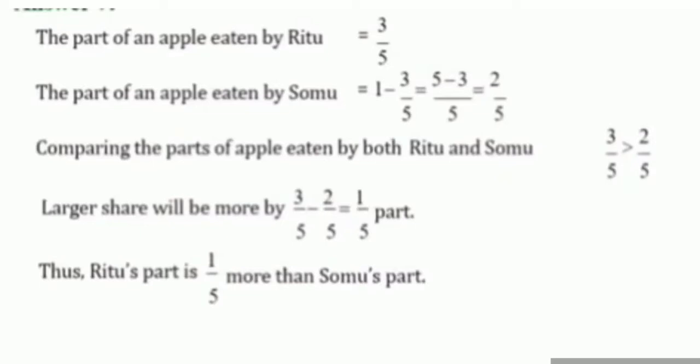Now comparing the parts of apple eaten by both Ritu and Somu. The larger share will be more by 3 upon 5 minus 2 upon 5. So 3 minus 2, this is 1 upon 5 part. Okay, it means Ritu's part is 1 upon 5 more than Somu's part.